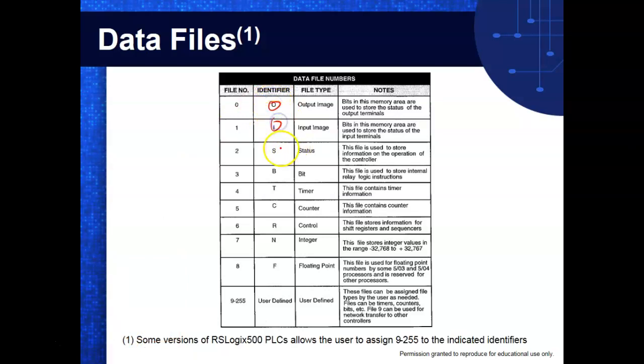And we have data file 2. This is what? Status. We'll look at that a little bit. And then data file 3 is our B files.